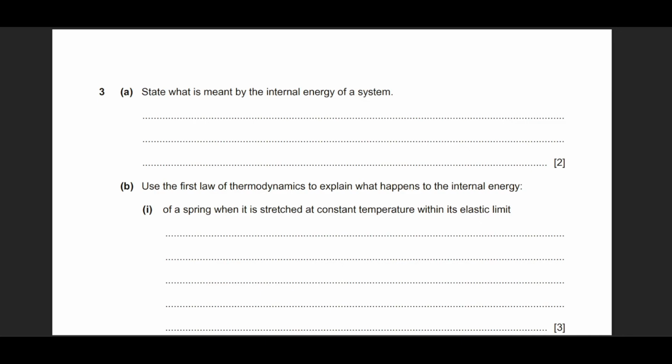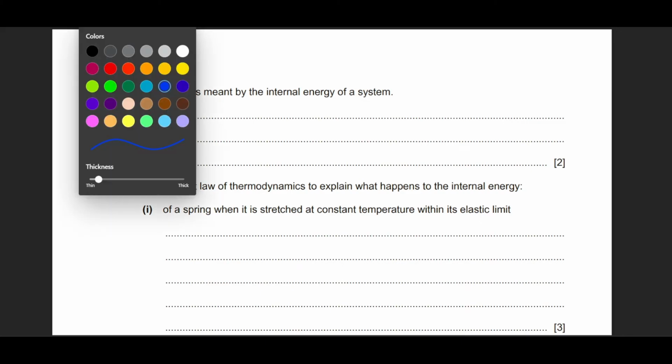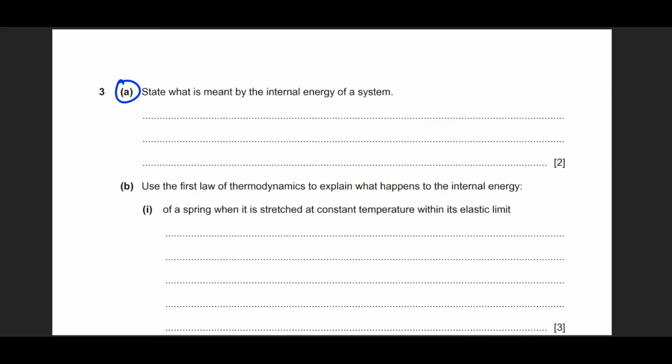Okay, question number 3. What is meant by the internal energy of a system? Again, a repeated question, repeated definition. I would advise you to go through at least 4 to 5 years of papers and just memorize all these definitions or make notes of them. It is simply the sum of randomly ordered kinetic energy and potential energy of all gas molecules.